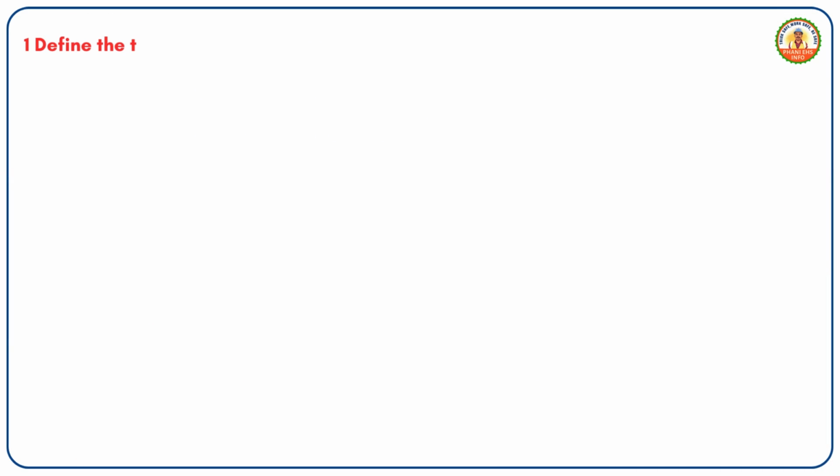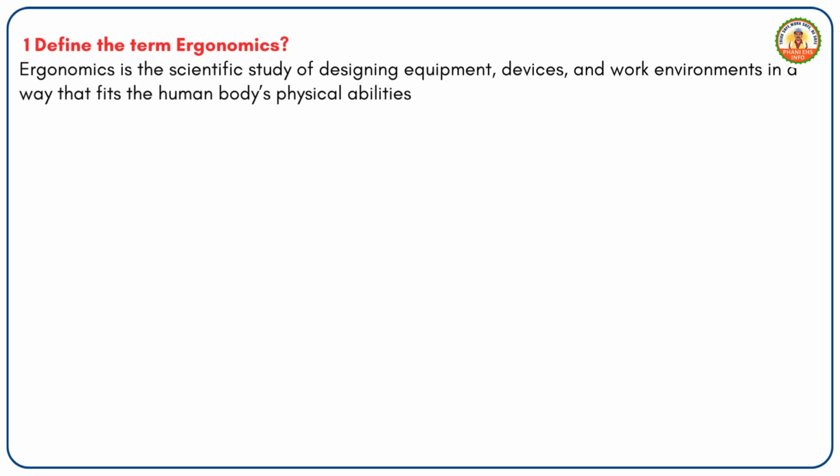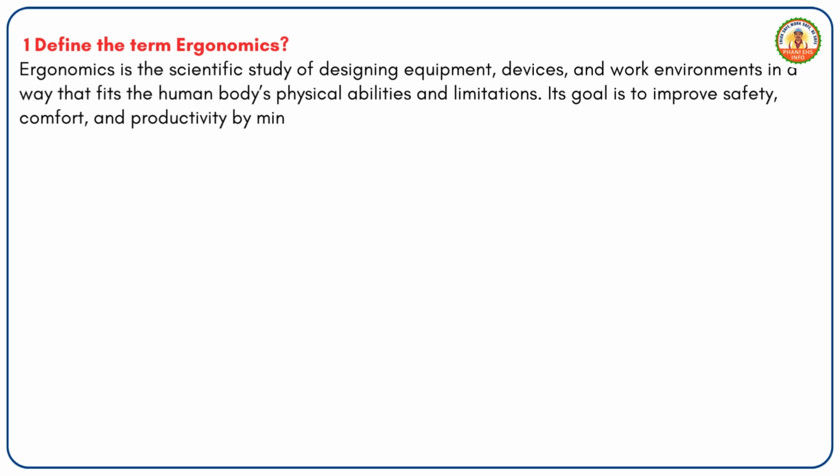1. Define the term ergonomics. Ergonomics is the scientific study of designing equipment, devices, and work environments in a way that fits the human body's physical abilities and limitations. Its goal is to improve safety, comfort, and productivity by minimizing physical strain and discomfort during work tasks.